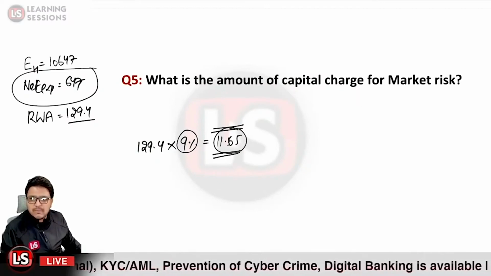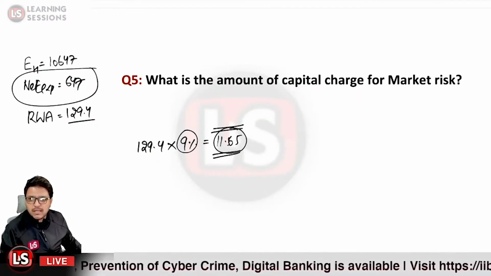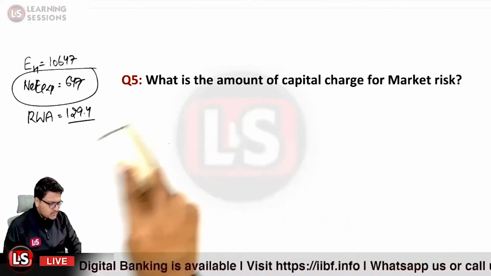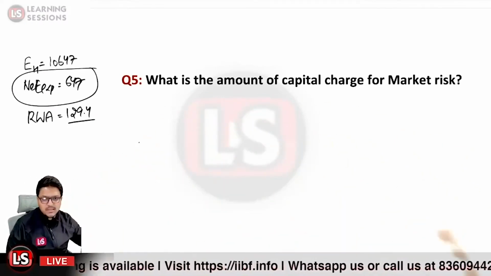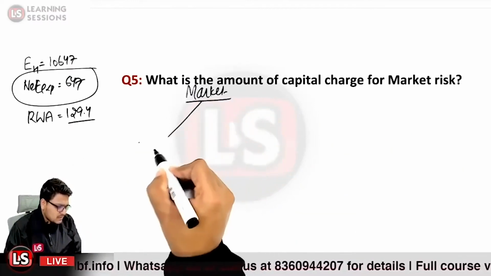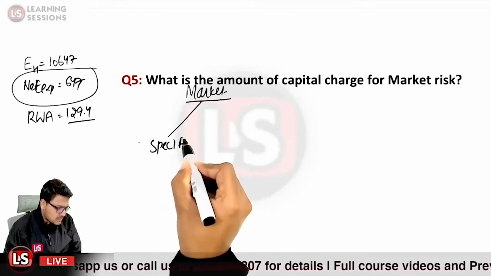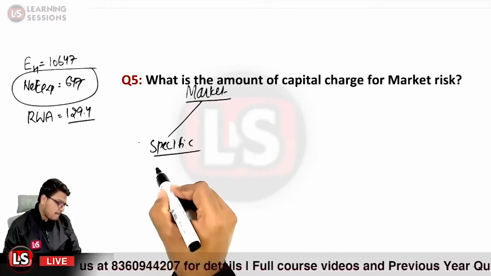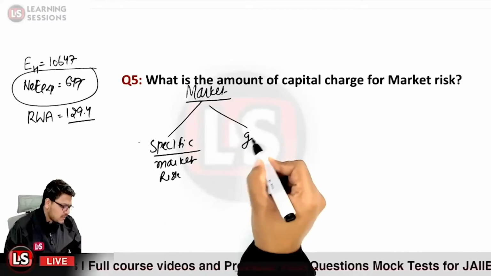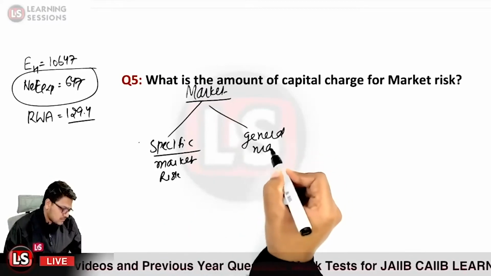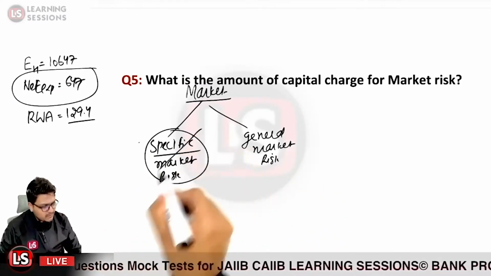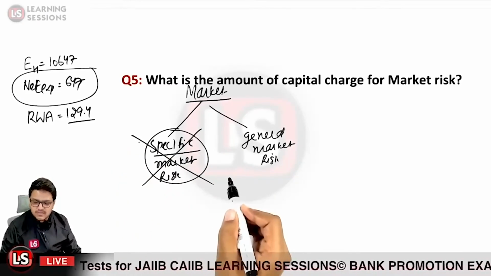What is the amount of capital charge to be maintained for the market risk? Now, as we are dealing with the government itself, market risks are of two types. One is the specific market risk, related to some specific party, and the other one is the general market risk. Now we are dealing with government itself, so the specific market risk does not exist in this particular case.